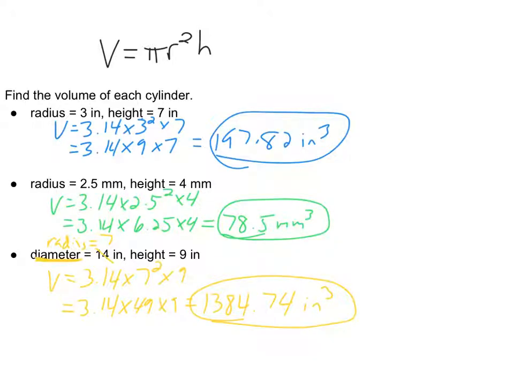For the first one, you should have put 3 in for R and 7 in for H, giving you 3.14 times 3 squared times 7. 3 squared is 9, so 3.14 times 9 times 7 should give you a volume of 197.82 cubic inches. For the second one, you should have put 2.5 in for R and 4 in for H. 2.5 squared is 6.25. So you should have done 3.14 times 6.25 times 4, giving you a volume of 78.5 cubic millimeters. For the last one, you should have put 7 in for R because you were given a diameter of 14, and 9 in for H, so 7 squared is 49, so you should have done 3.14 times 49 times 9, giving you a volume of 1384.74 cubic inches.